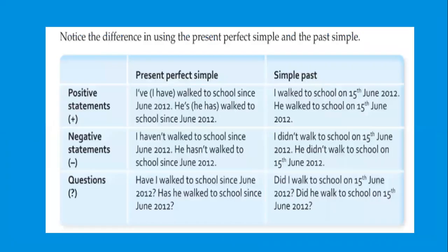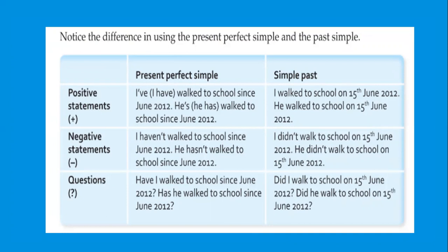Now you have to notice the difference between present perfect and past simple. So here are the sentences given. Let us read them out. I have walked to school since June. He has walked to school since June 2012. So this is still going on, right? Still he is going on. So they have used perfect.